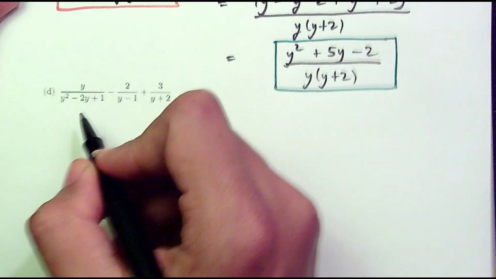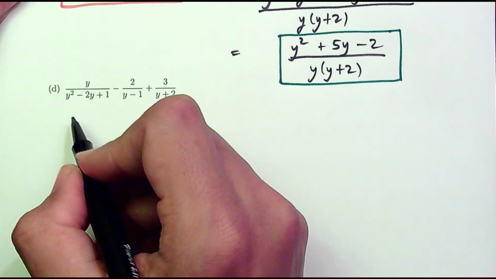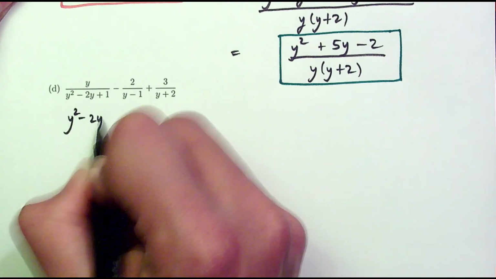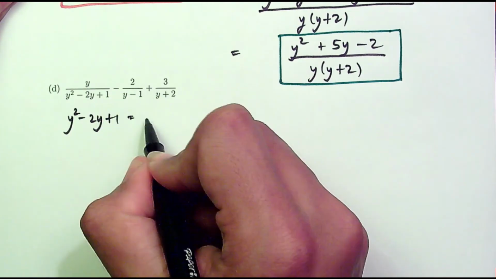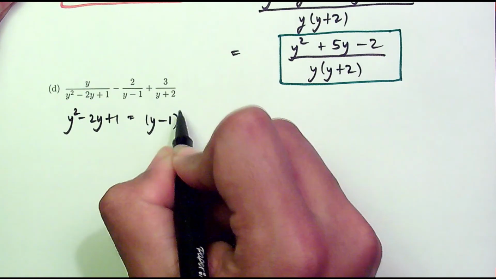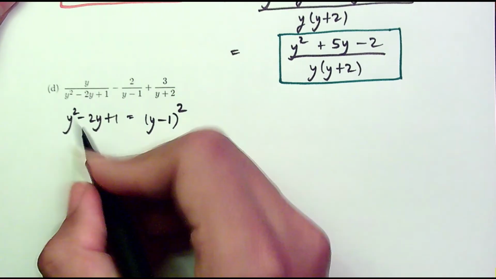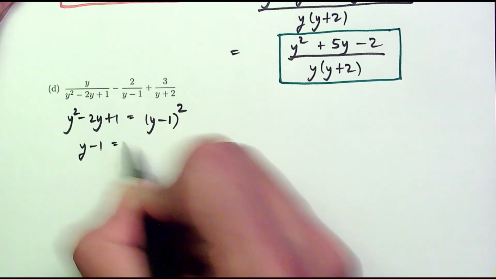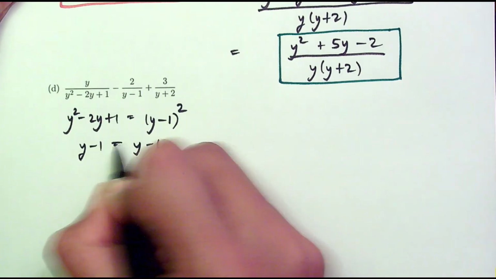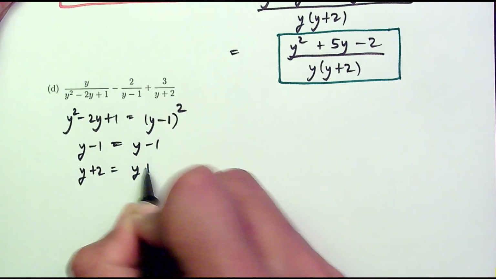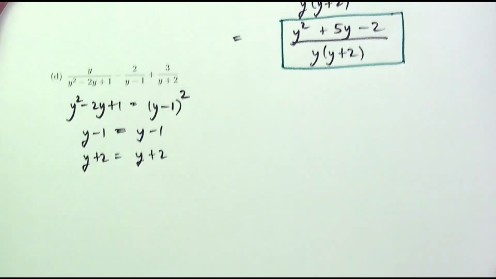So first step is factor each of the denominators. So the first denominator is y squared minus 2y plus 1. That factors actually as y minus 1 times y minus 1, y minus 1 squared. The next one is y minus 1. That does not factor anymore, so it's just y minus 1. And y plus 2 does not factor anymore, so it's just y plus 2.